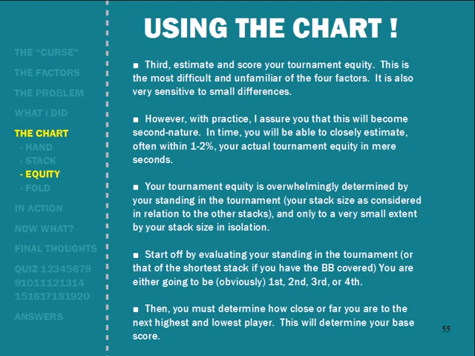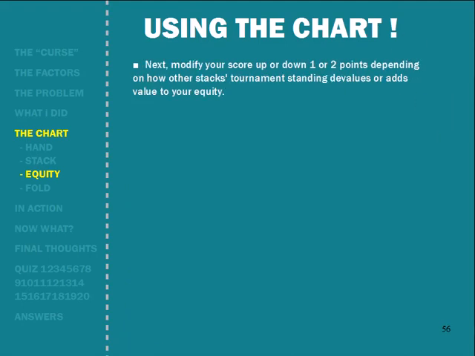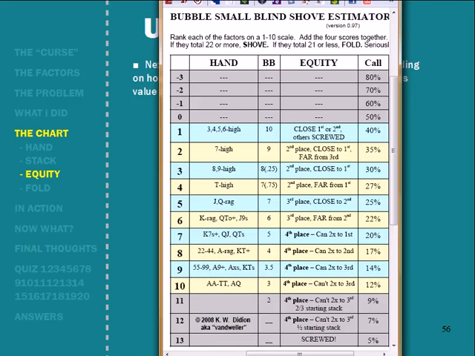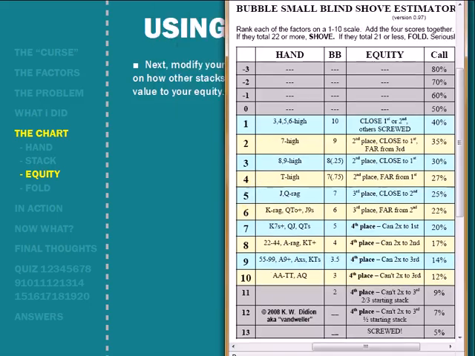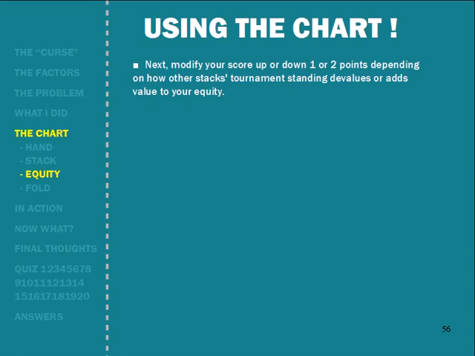And then what we do is we're going to determine how close or far we are from the next highest and lowest player, and this is going to determine our base score. So for example, say that we're in third place in the tournament, and we're pretty close to second place. Maybe there's like a 500 chip difference. Then our basic score would be a 5. Okay. And then what we do is we modify our score up and down a point or two, depending on how other stack standing devalues or adds value to our equity.